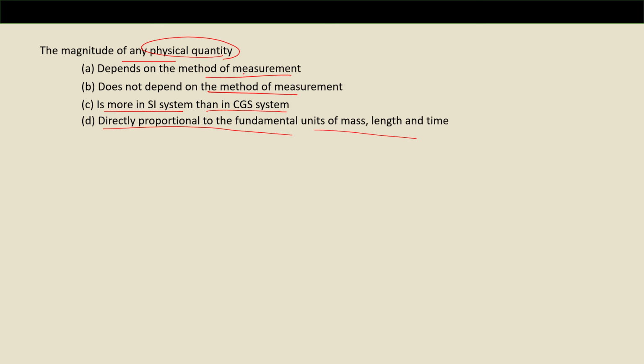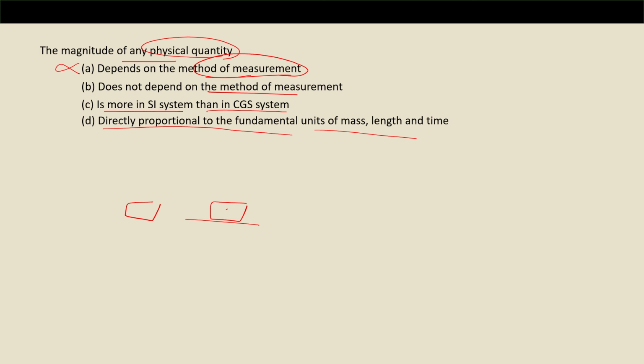So the first option says that it depends on the method of measurement. Suppose you have two different methods to measure the mass of an object. If you change the method, definitely the mass of the object should not change. So that first option is definitely wrong. तो first वाला अपना wrong हो जाएगा कि it depends upon the method of measurement.